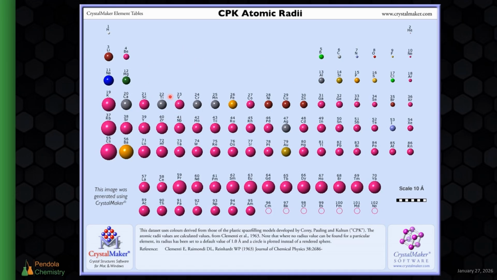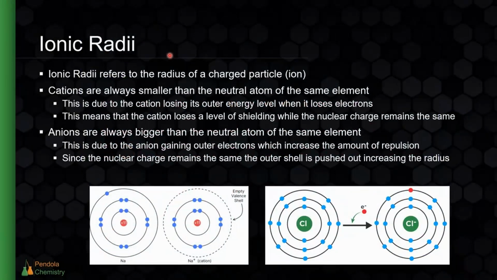Now this is atomic radii. We can talk very similarly about what we call ionic radii. Ionic radii is simply just the radius of a charged particle, or an ion. It still has the same basic concept of the size of the ion in this case. But we're not going to compare so much the ions of one element to another yet. We'll look at that in a second. But we first need to talk about the two different kinds of ions.